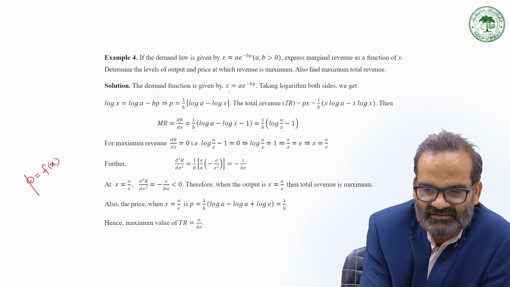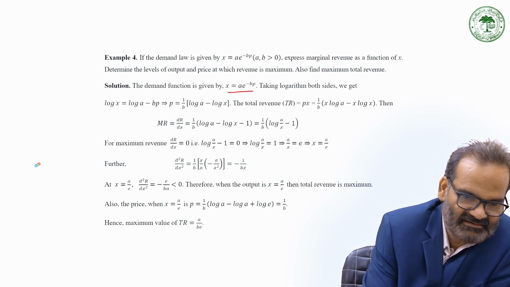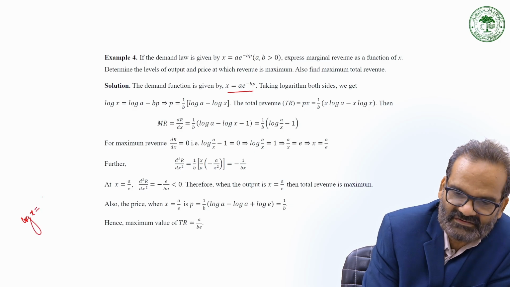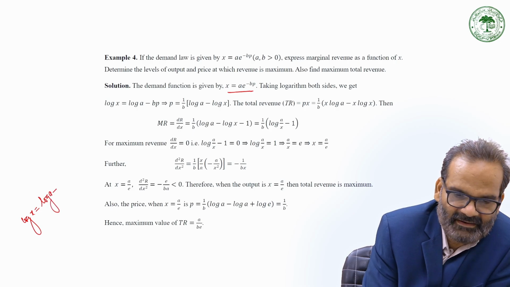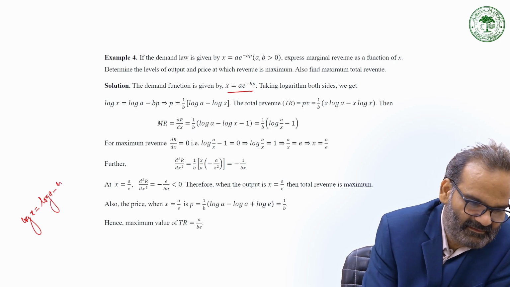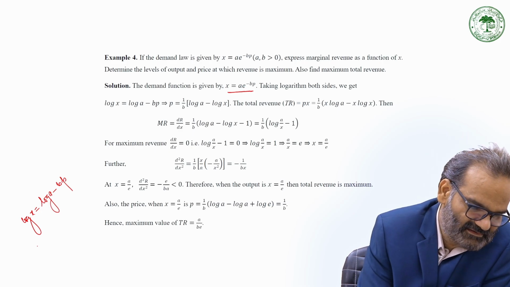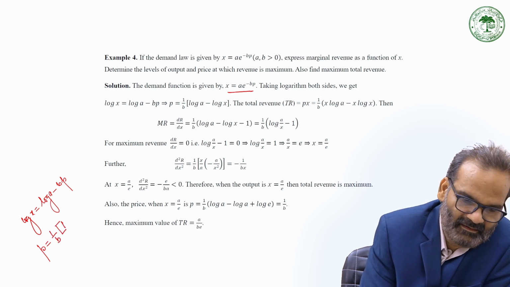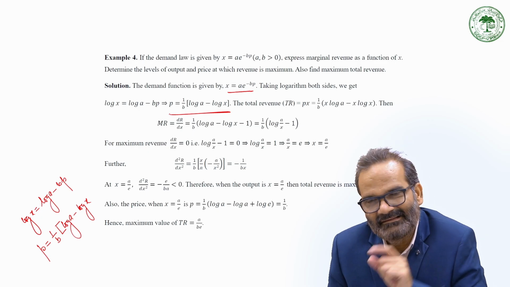See, the demand function is given by this. Taking log both sides, what will you get here? Log X is equal to log A minus BP, because log e is 1, right? Now, find the value of P from here. The value of P will be given by 1 upon B into log A minus log X, right? This is the value of P. Now, this is your demand function.